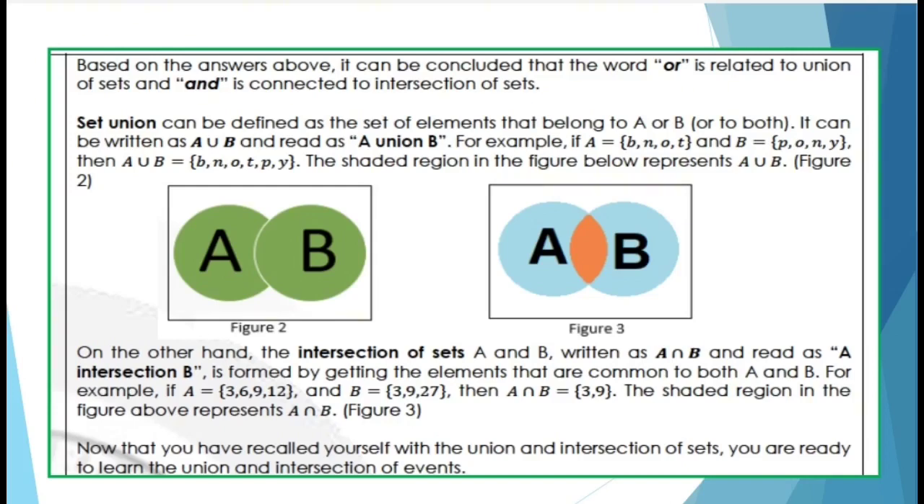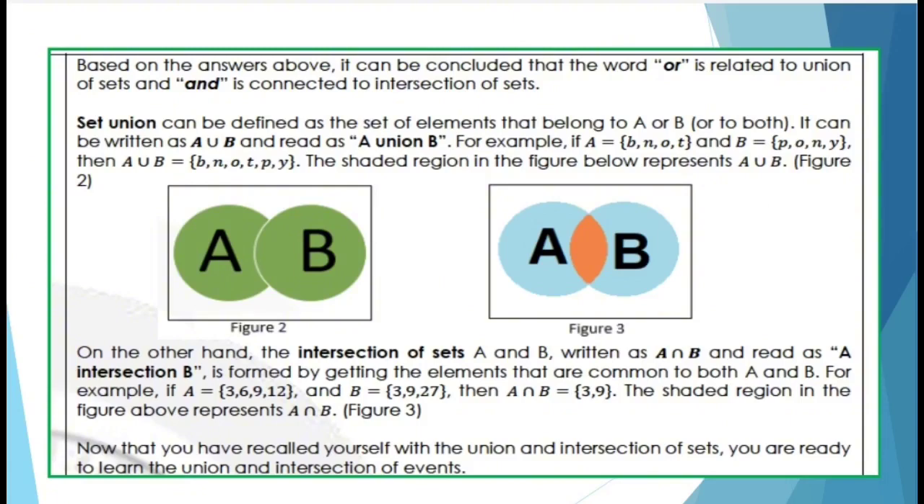Based on the answers above, it can be concluded that the word "or" is related to the union of sets, and "and" is connected to the intersection of sets. Set union can be defined as the set of elements that belong to A or B. I already explained this earlier. It can be written as A ∪ B and read as A union B.